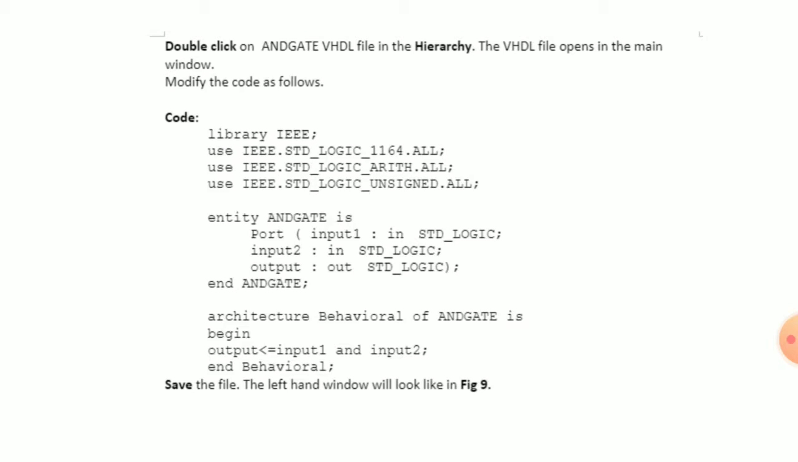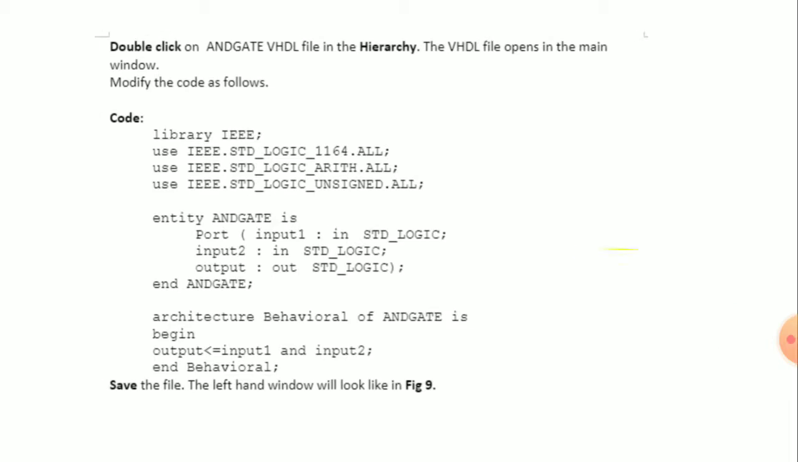Here I am taking the AND gate. For the AND gate output, I am taking it as the output, less than or equals to input 1 and input 2. So output less than or equals to input 1 and input 2 is the boolean expression. The single line of code is what we have to write. The remaining code is all system generated.